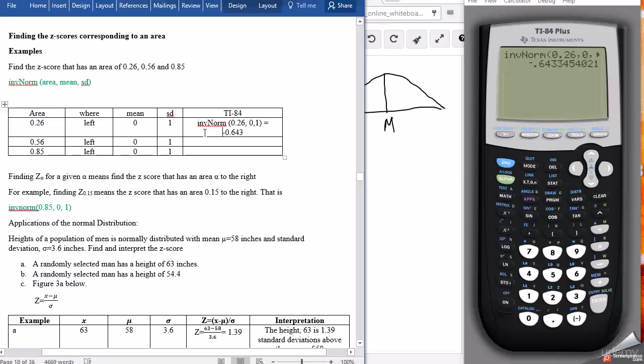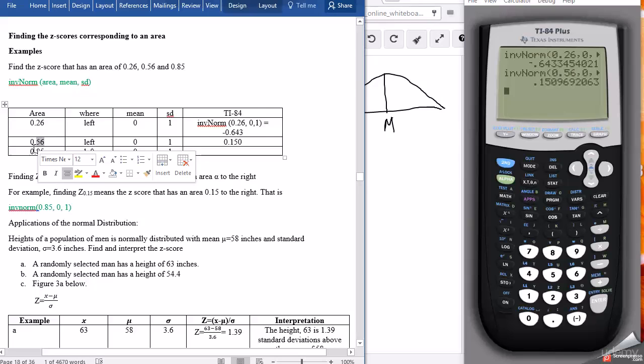We're going to do the same thing to find the z-score for the area of 0.56. We go back to 2nd Vars and select number 3 again, and change the area to 0.56. Everything else remains the same, so we paste and enter. So we have 0.150. Again, you can see that 0.56 is bigger than 0.5, so it has to be to the right of the mean, which will give us a positive z-score. The same thing is going to happen for 0.85. It's greater than 0.5, which means the z-score will be to the right of the mean, so we'll have a positive z-value.